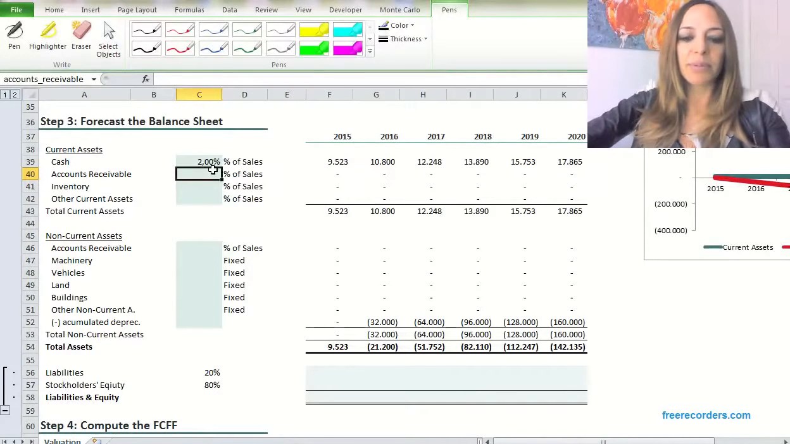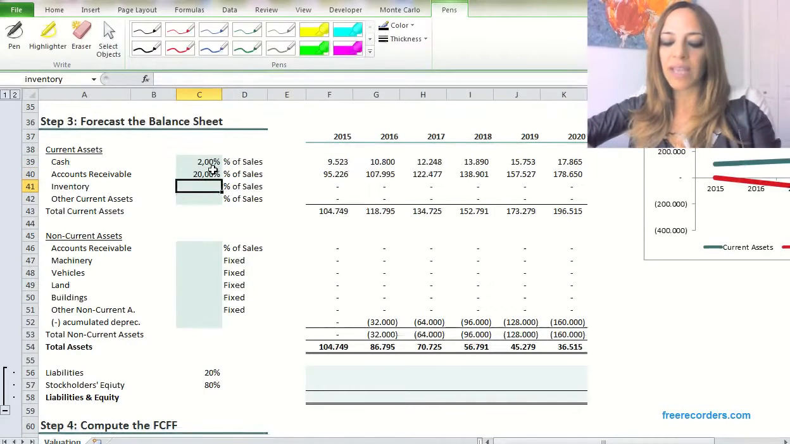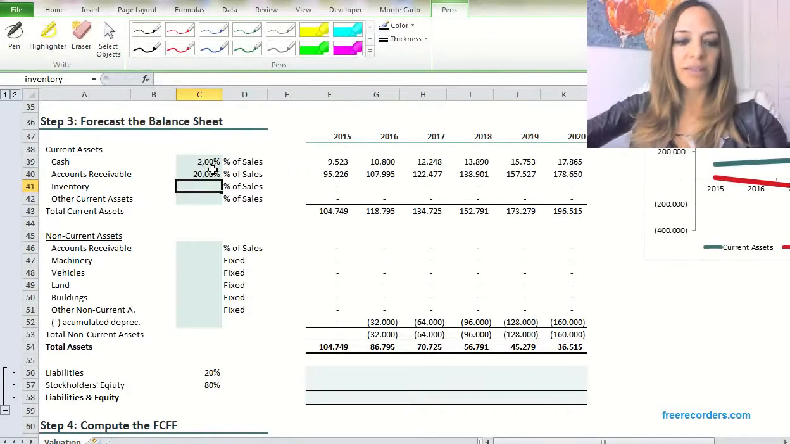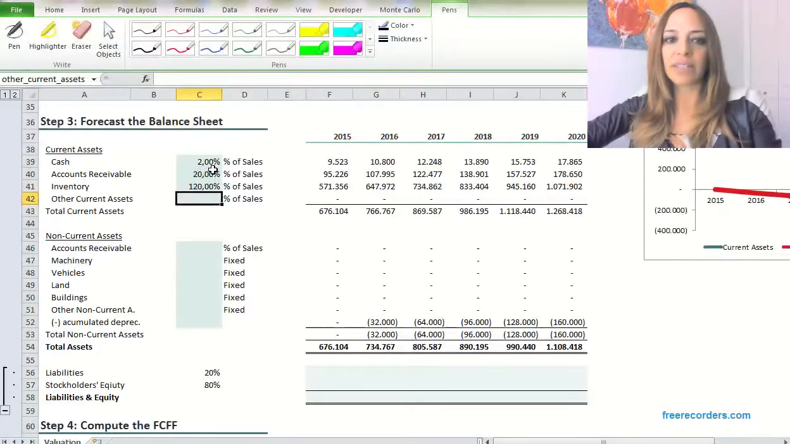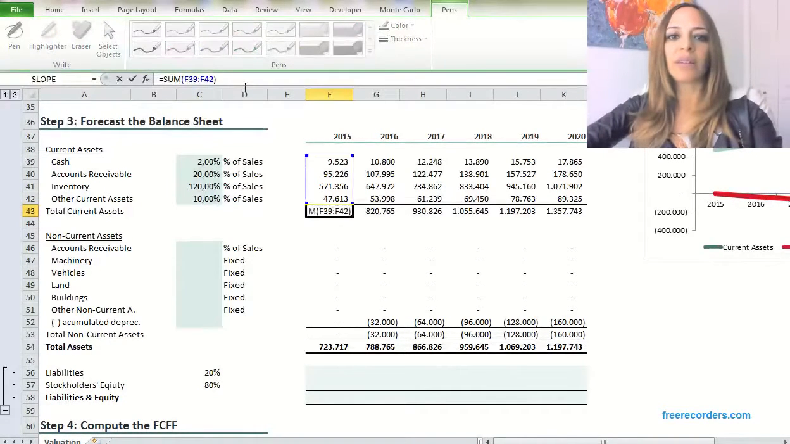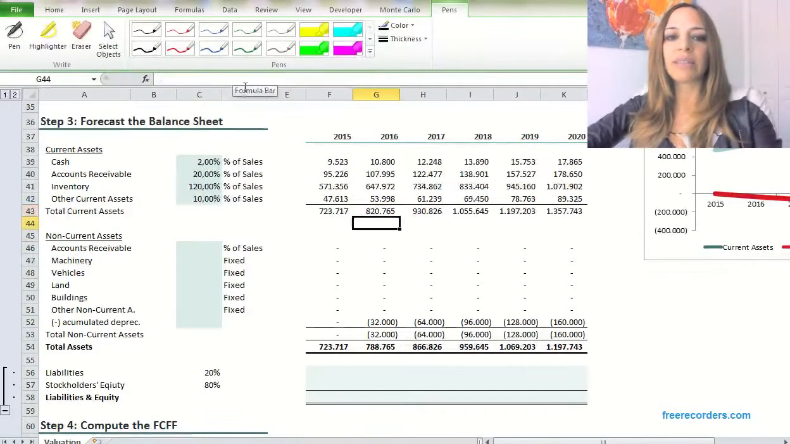Then accounts receivable will be 20% of sales, which means that someone will need to finance this growth. Maybe sales will be enough, maybe not. That's the reason why we need the balance sheet. Then we have 120% of sales on inventory and 10% of other current assets. Okay, now the total for each period here relates directly to sales.